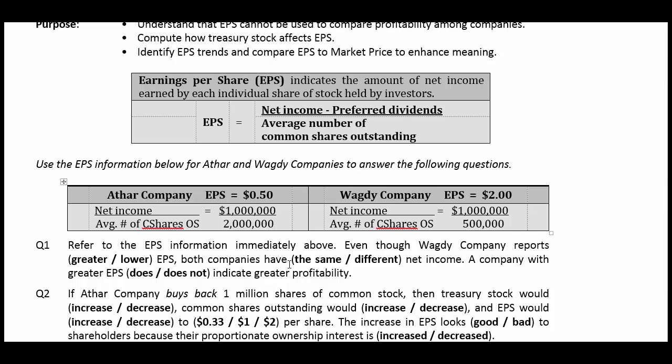Anyway, companies, when they announce their earnings, are always announcing their earnings per share. So Attar announces earnings per share of 50 cents. Wagdi announces earnings per share of $2 a share. So let's answer the questions. Refer to the EPS information above. Even though Wagdi reports greater EPS, both companies have the same net income. So does a company with greater EPS have greater profitability? Does a company with greater EPS indicate greater profitability or not?